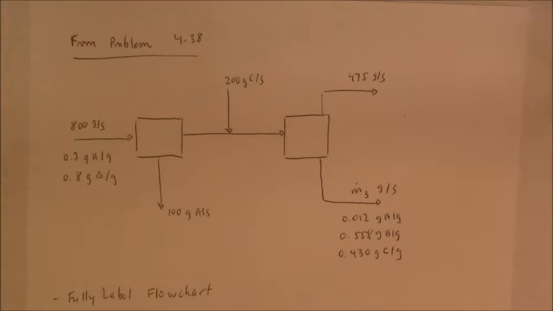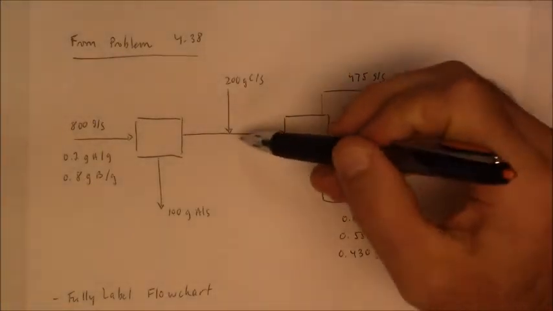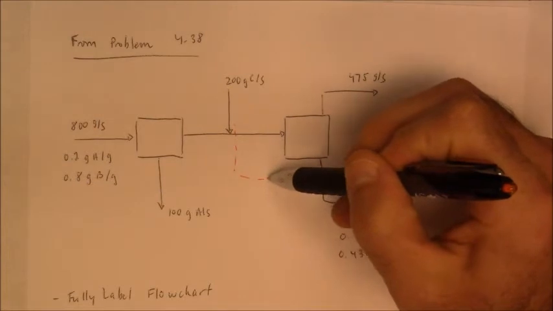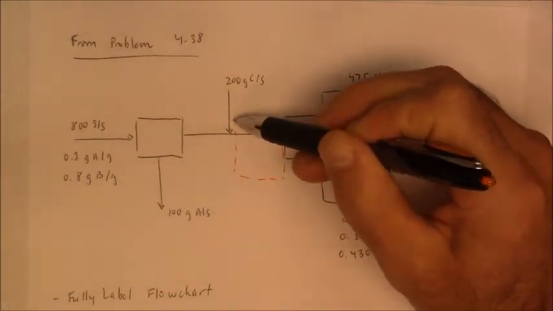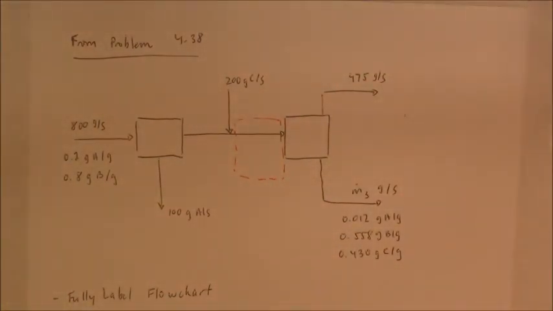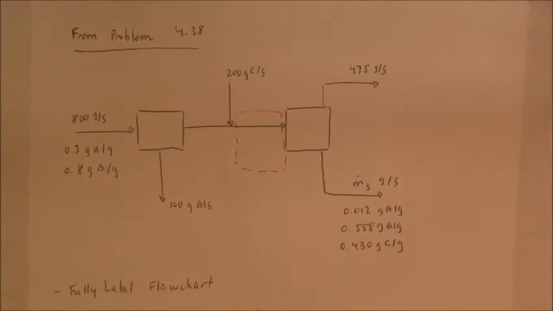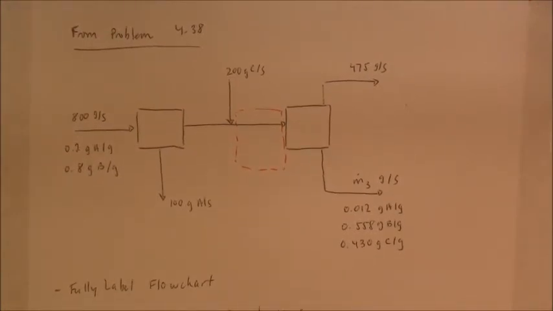Before you go ahead and fully label the flowchart, I want to remind or just review the three different ways we can label a particular stream. So if we look at the stream shown here, and this is what I'm calling stream 2, we can discuss three separate ways that we can label this process.